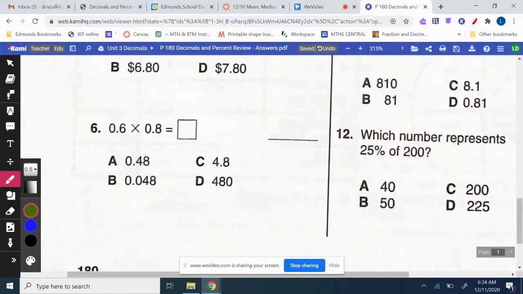All right, now we're multiplying decimals. When we multiply decimals, we count how many decimal places. So I know I have 1 spot here and 2 spots there. 6 times 8 is 48, and I'm going to have 2 decimal places. So that's going to be letter A.